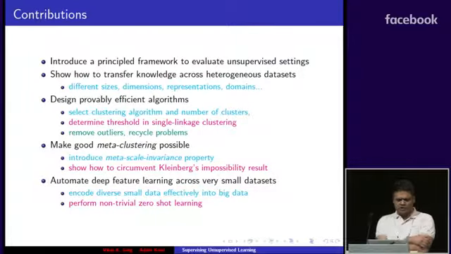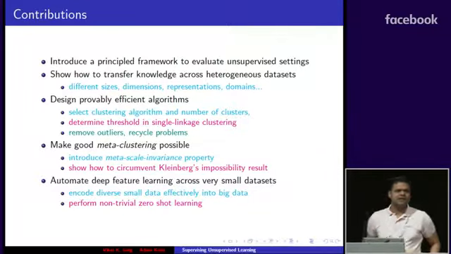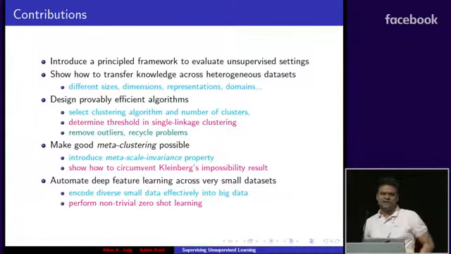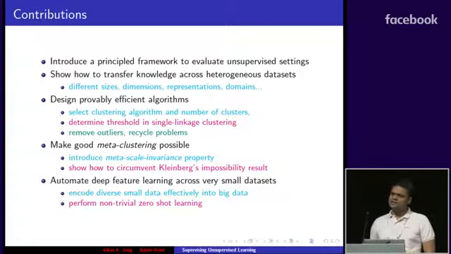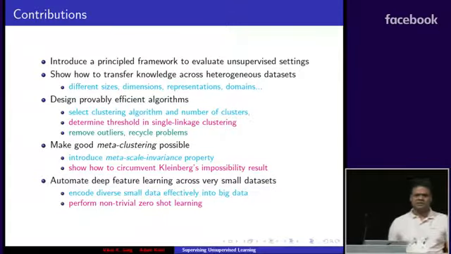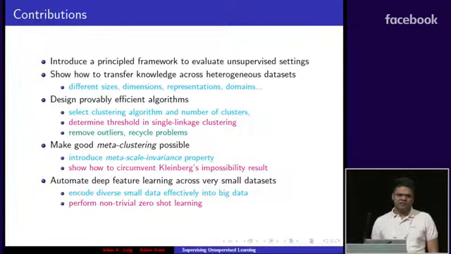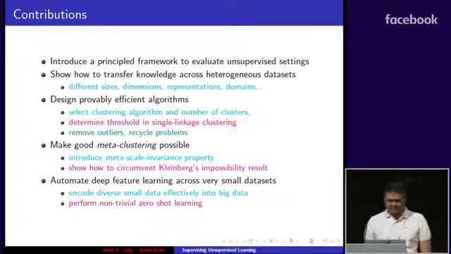We also remove one of the main problems in clustering. There was a celebrated result by Kleinberg which says that good clustering is not possible in the sense that properties like scale invariance, consistency, and richness cannot be simultaneously satisfied. We show that within our framework you can avoid that and get provably good meta-clustering.